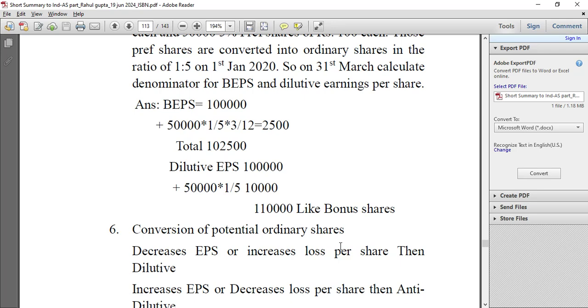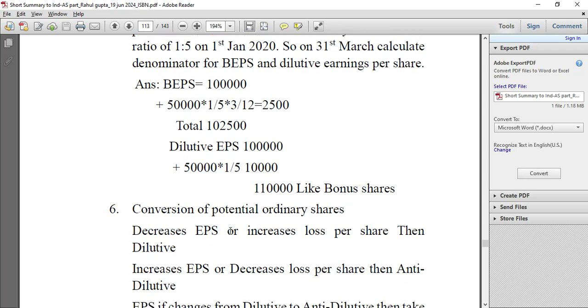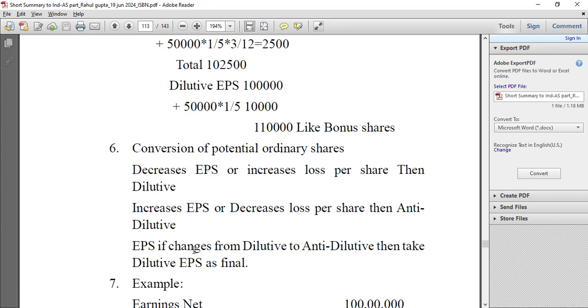Conversion of potential ordinary shares that decreases EPS or increases loss per share is dilutive. If it increases EPS or decreases loss per share, then it is anti-dilutive. If EPS changes from dilutive to anti-dilutive, then take dilutive EPS as final.